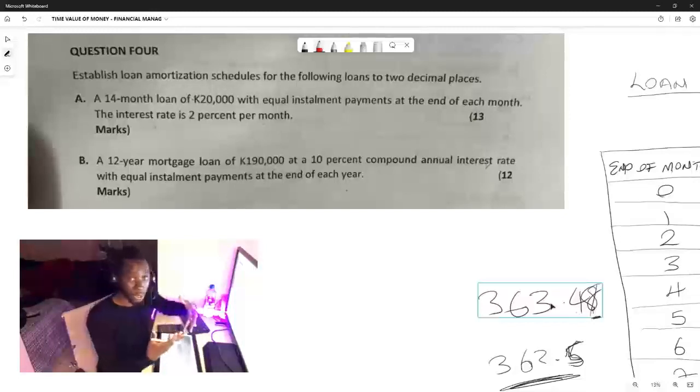So I hope this has been of great help. Please take time to practice the questions that you can see on the screen right now. These will really help a lot.